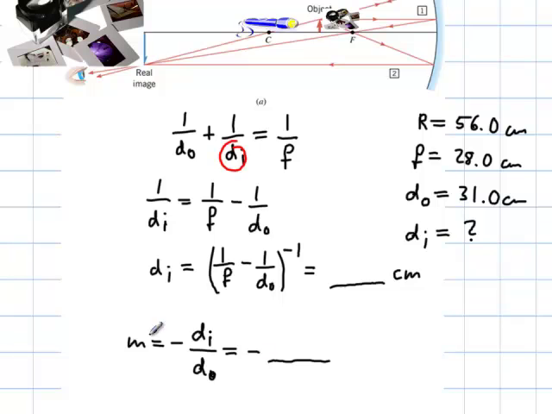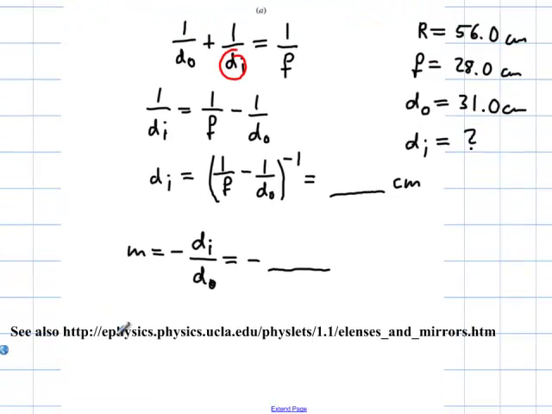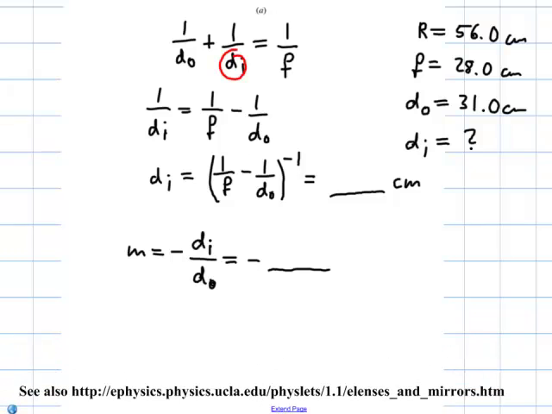Oh, and then I just noticed, yeah, in the problem it actually says that we're supposed to determine the height, but that's no big deal. After I have the magnification, I just say that the image height equals that magnification times the object height, which was given here in the problem as h_o equals 0.95 centimeters.